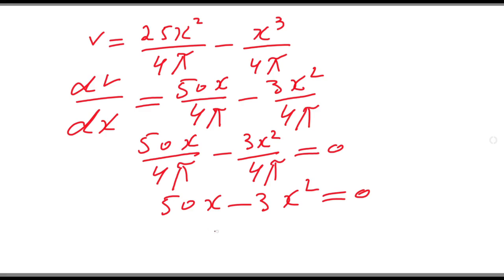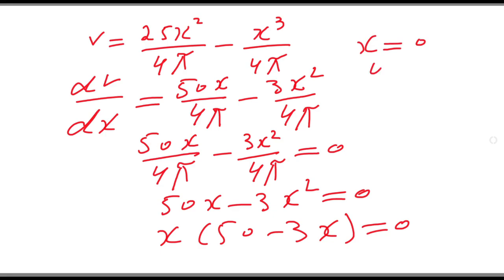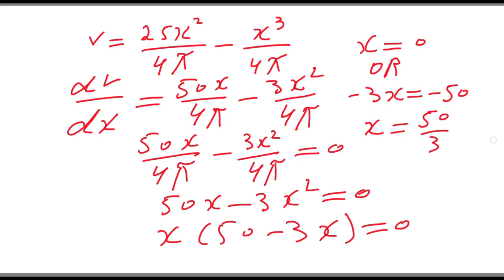Now x is common here. So we're left with x times 50 minus 3x is equal to 0. Solve for x. I'm going to pull over this equation this side. x becomes equal to 0, or 50 minus 3x is equal to 0. So this becomes negative 3x is equal to negative 50. To find the value of x, 50 divided by 3, that will be the answer. So we got 2 x values.